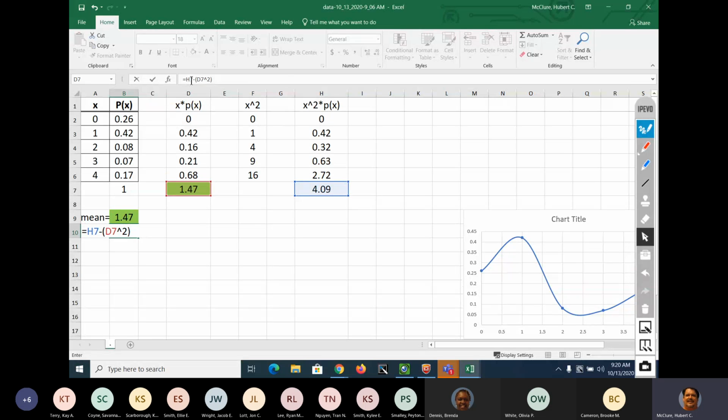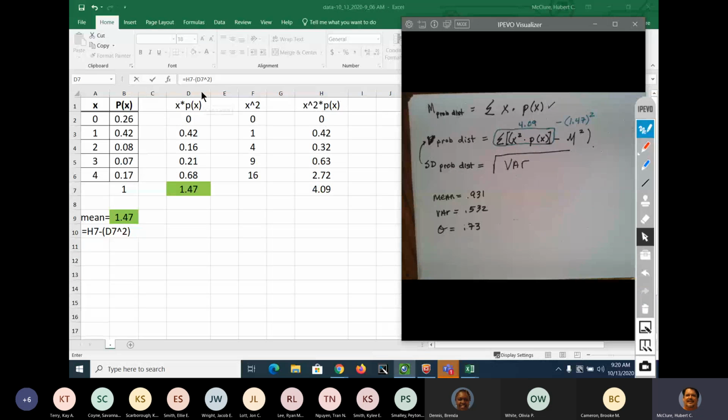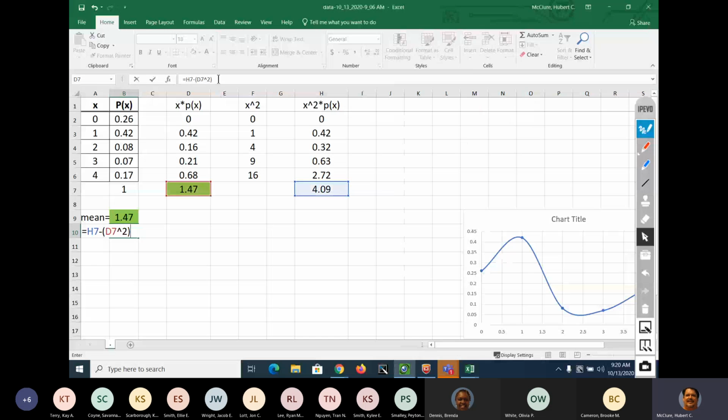Okay, I want everybody to look at the cell right here and then look at your formula. H7 is 4.09 minus the average squared, minus D7 squared. So 4.09 minus 1.47 squared. That's what I just typed in. And I'm just going to hit enter. And there. And of course the standard deviation is equal to the square root of the variance. So that's going to be 1.93 raised to the 0.5 power. And there are your answers.